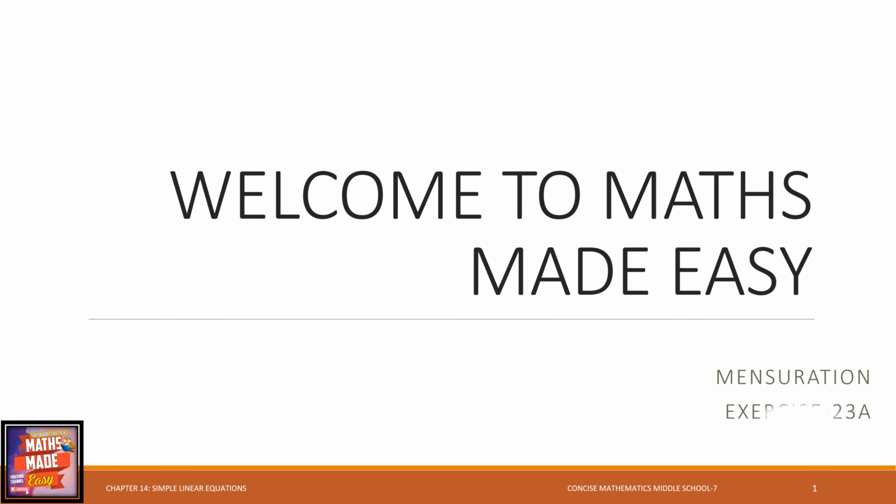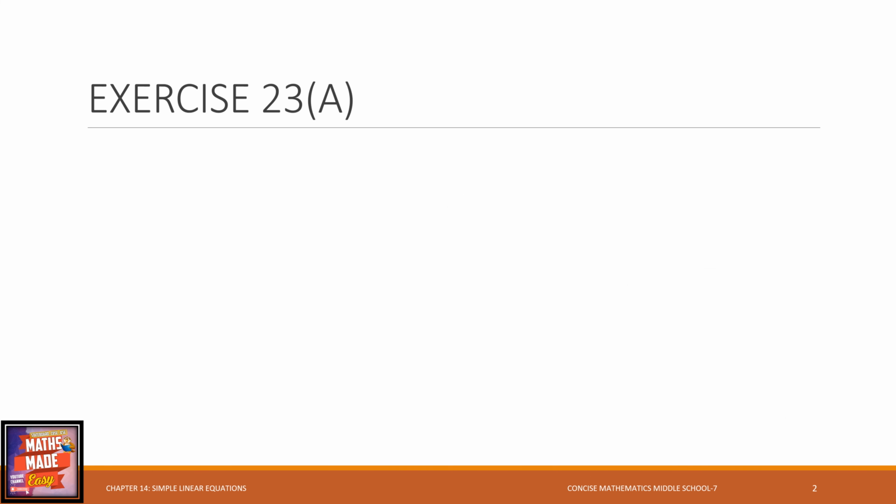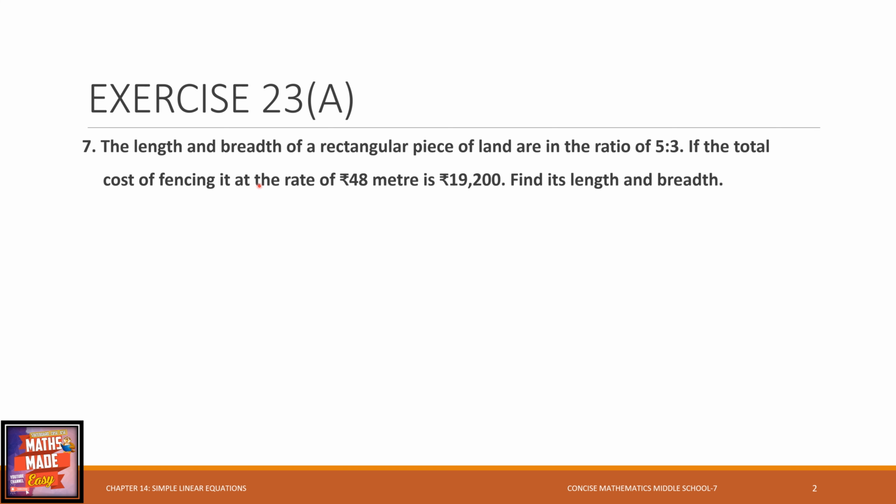Today let's continue with mensuration word problems. Here is our seventh question. The length and breadth of the rectangular piece of land are in the ratio 5:3. That means it is in a ratio. Always, a ratio is nothing but a quantity. That is 5:3, right? And the total cost of the fencing is at the rate of rupees 48 per meter, so per meter they are charging rupees 48, and the total for fencing this total perimeter of this rectangular piece will be 19,200, right?